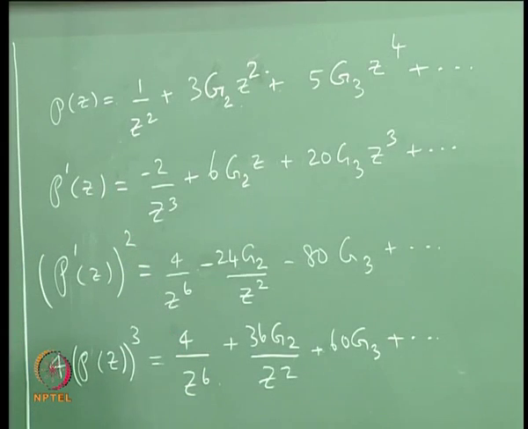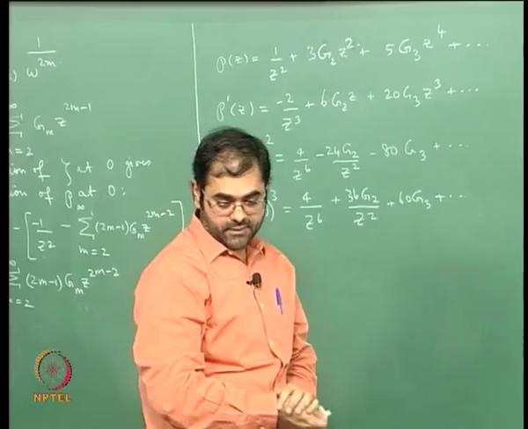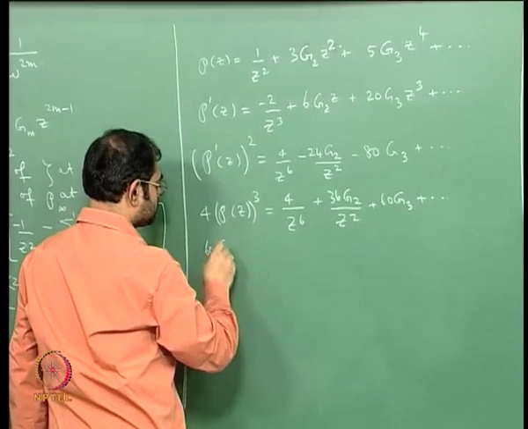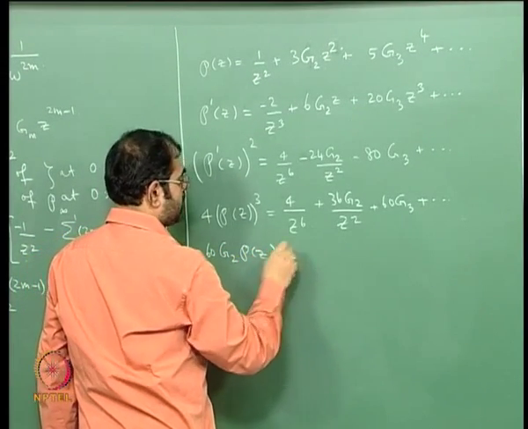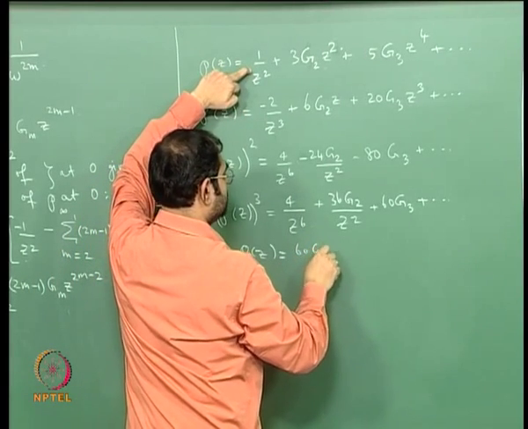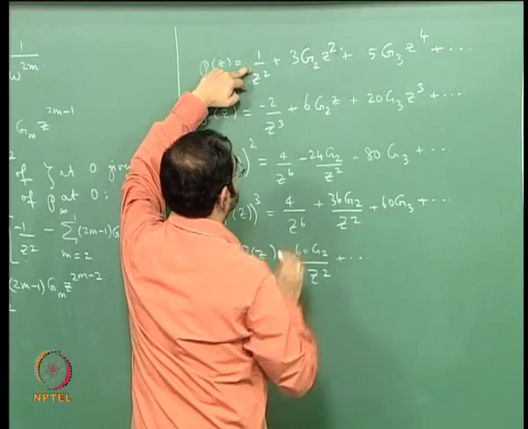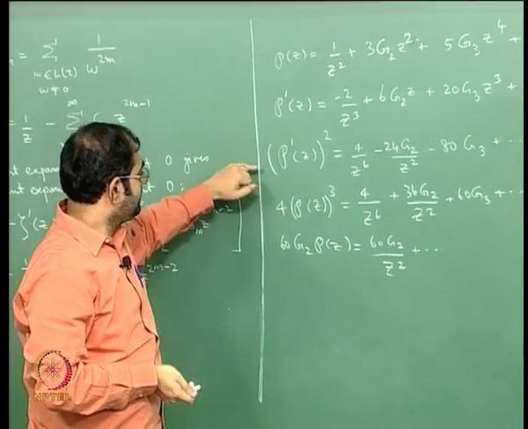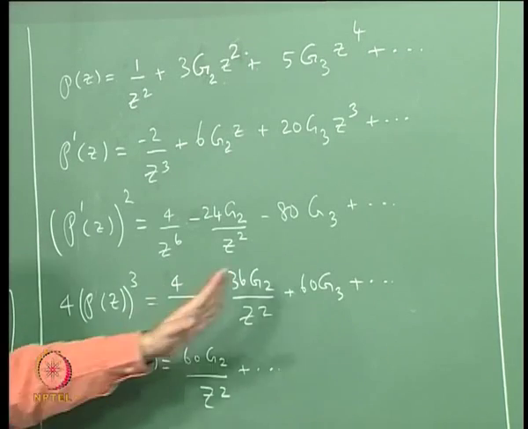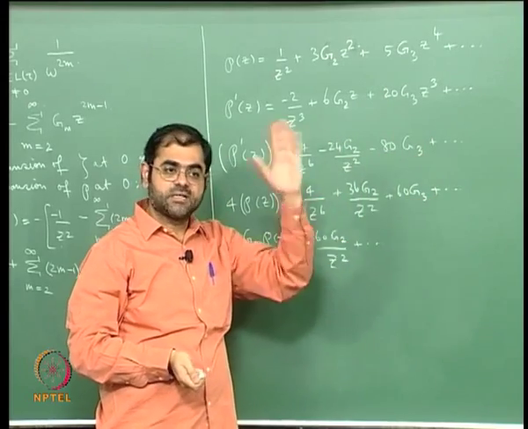So now if you calculate, and also calculate 60 g2 times p of z, which is going to give me 60 g2 by z squared plus... So I am really not, see, in the last 3 expansions I am really not interested in the terms involving z squared, z power 4 and so on.